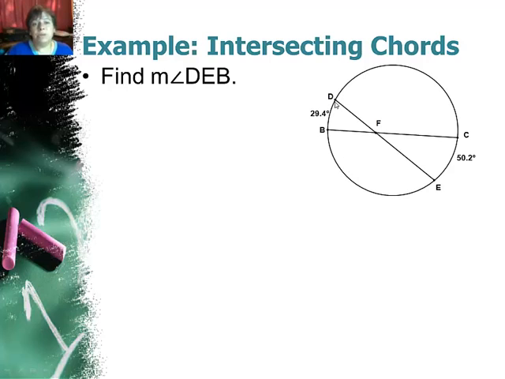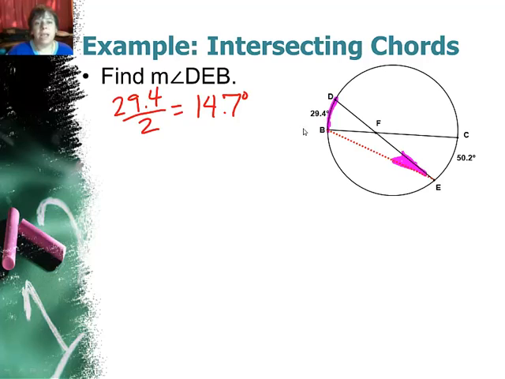And the first thing I'm going to do is find measure DEB. Why am I doing that? Well, if I put a line here, you can see that that's an inscribed angle, and I know what to do with those. So I can just take half of 29.4 degrees, and that would be 14.7 degrees.